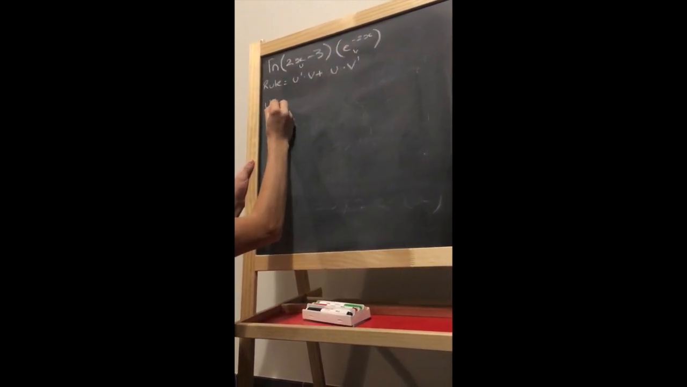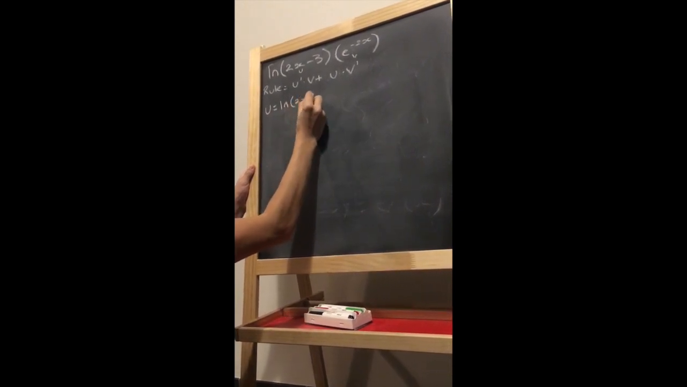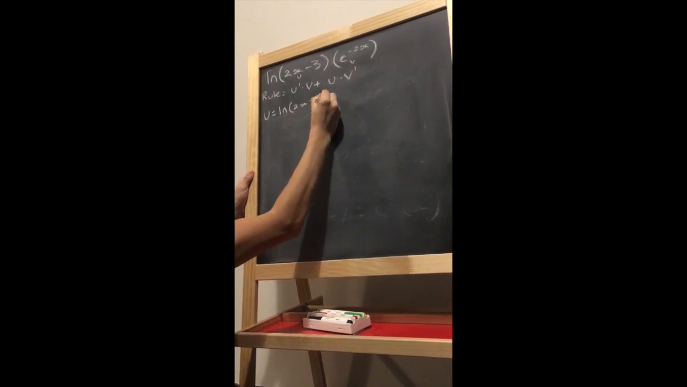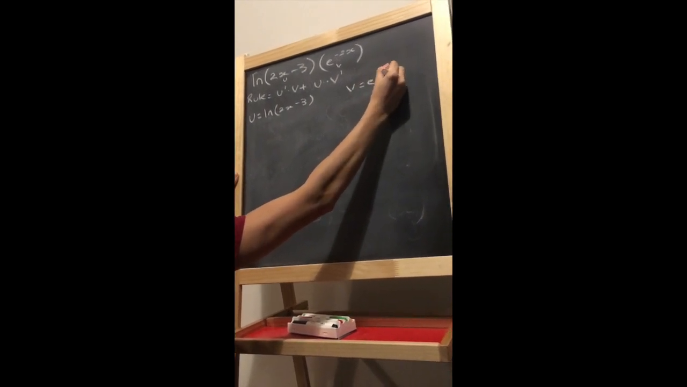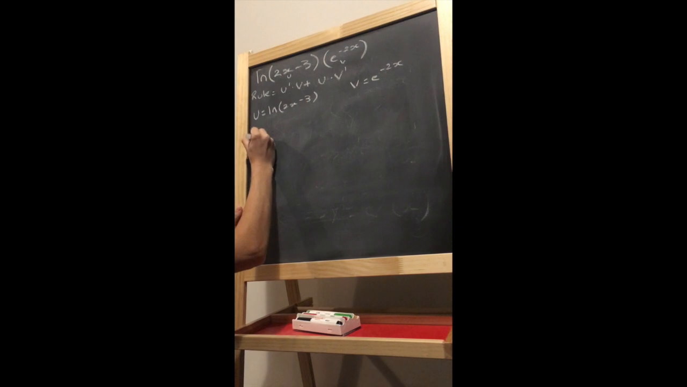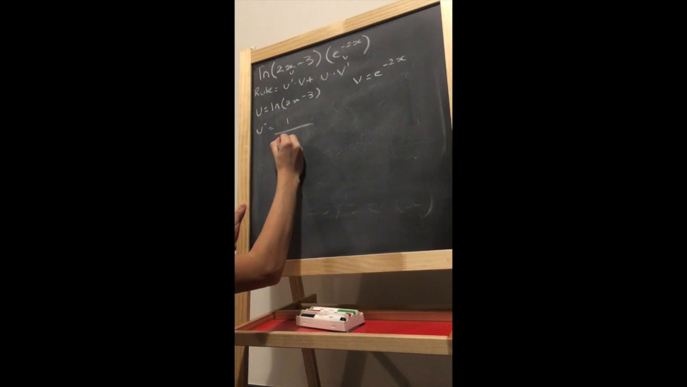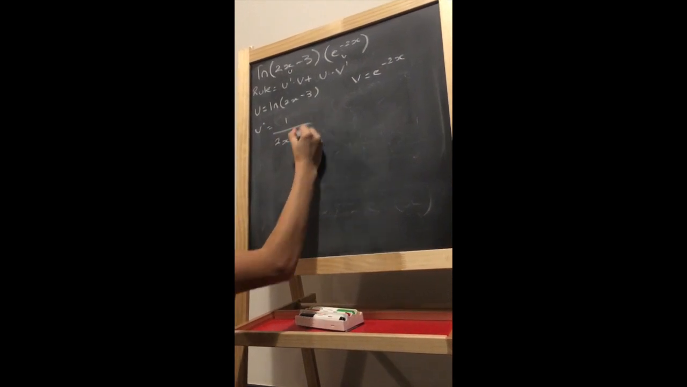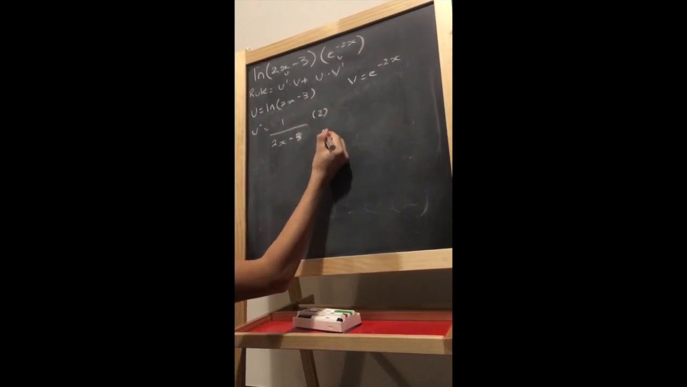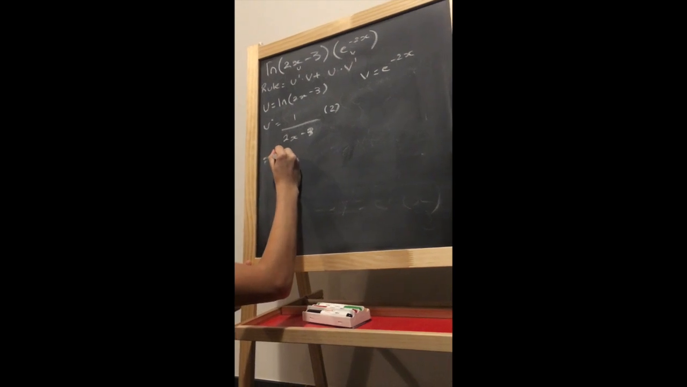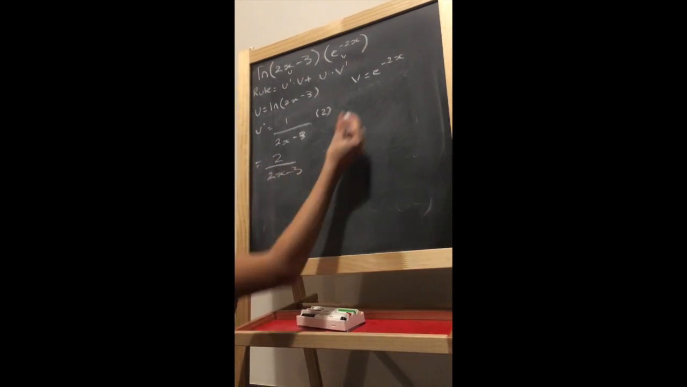Using the same breakdown as the quotient rule, write u, which is everything on the left, in this case ln 2x minus 3, and v, which is e to the power of minus 2x. Applying each of the rules, find u prime, which is 1 over 2x minus 3 times the derivative, which is just 2. So u prime would be equal to 2 over 2x minus 3. And now let's try to find v prime.